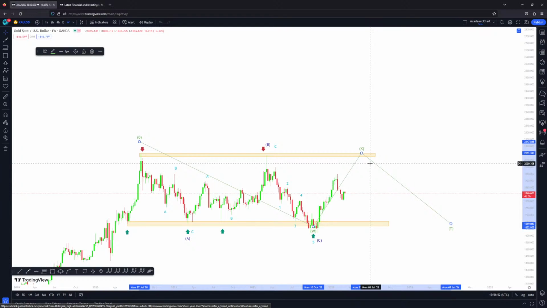This is what I wanted you to take away: it doesn't mean that with completing this ABC you should expect the price to start just increasing again. What you need to pay attention to is that we might see some sort of continuation of this range market.